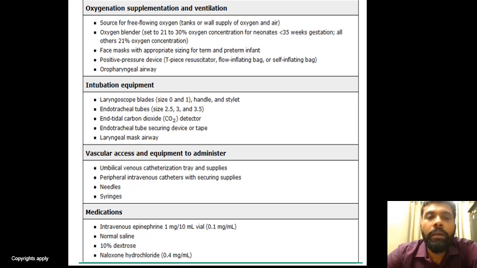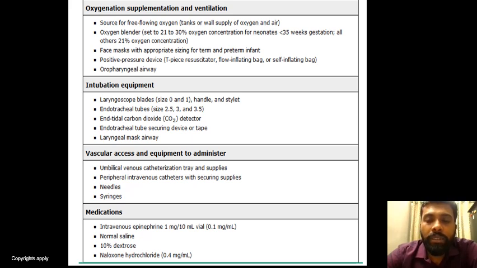Okay. Next is a source of free flowing oxygen and a blender. This is not available in most of the centers because we are essentially a resource poor country, and if available, an oxygen blender is very much high above the list, and a face mask with appropriate sizing is mandatory, and a positive pressure delivery device such as a T-piece resuscitator or a self-inflating Ambu bag and an oropharyngeal airway.